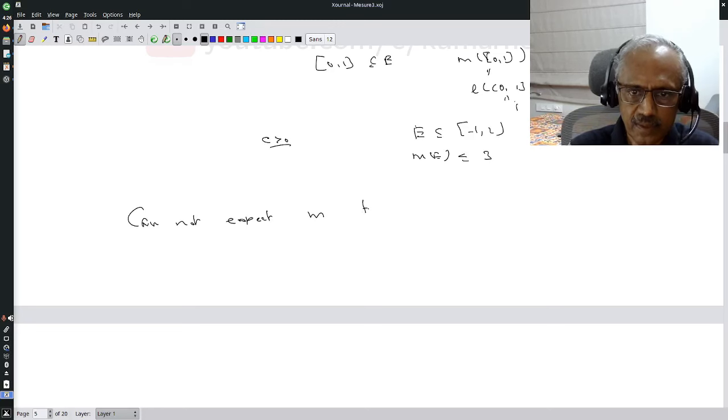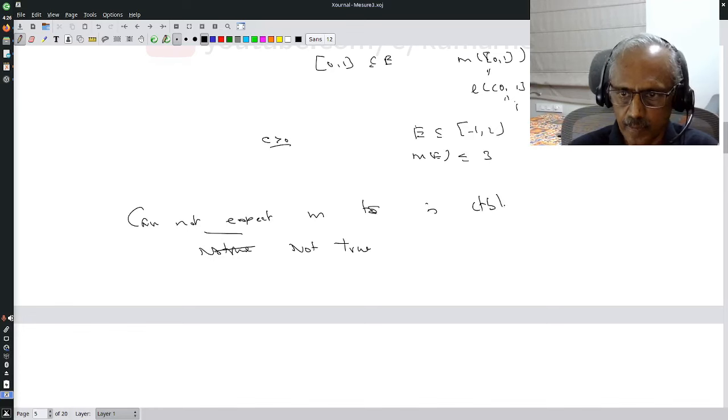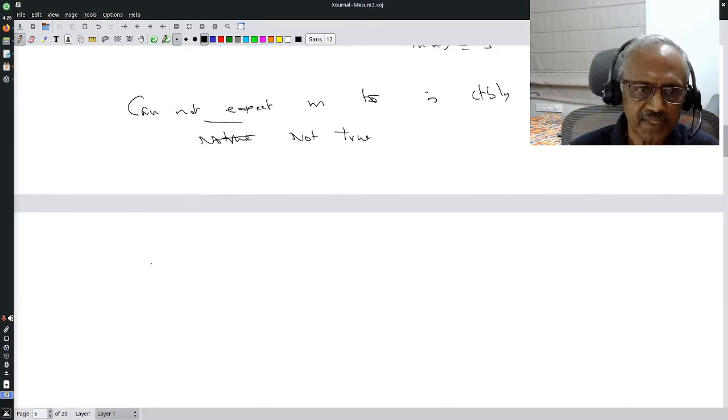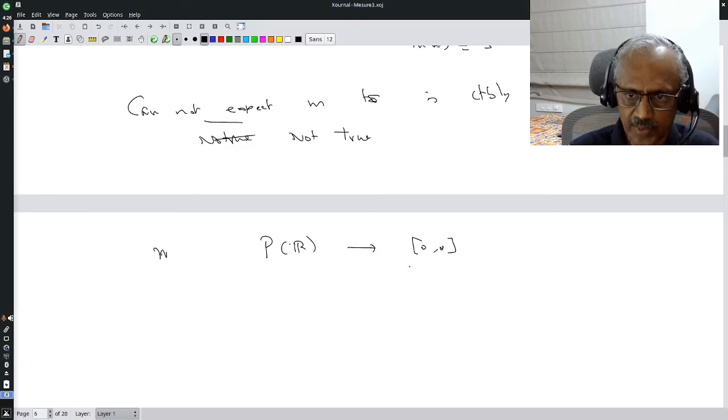So what transpires is that we cannot expect the measure to be countably additive on all subsets. So what we do is, instead of P(R^k) or P(R) to [0,infinity], we restrict to some class, let us call it M or L, some class of subsets A of P(R). And there we show that M is countably additive.